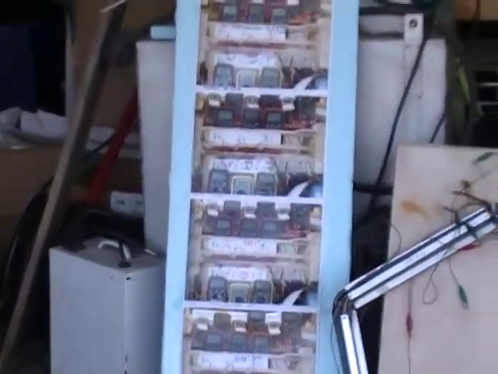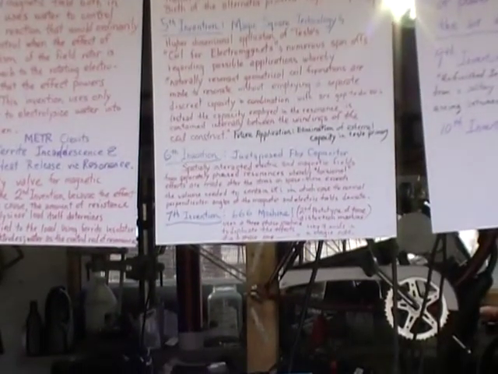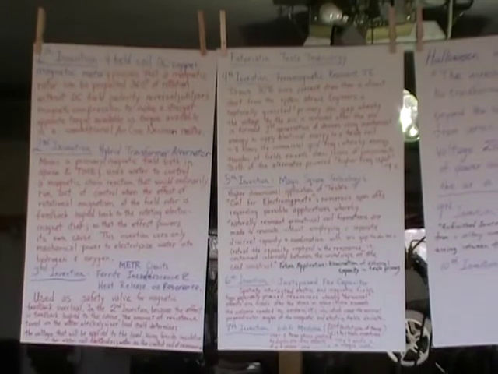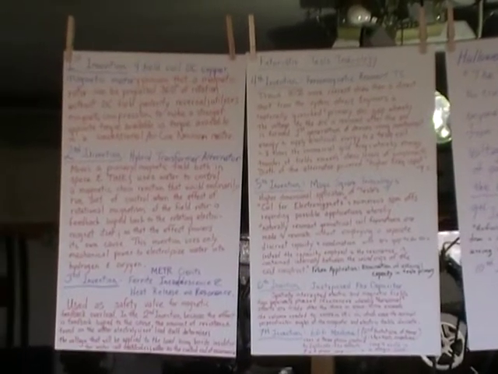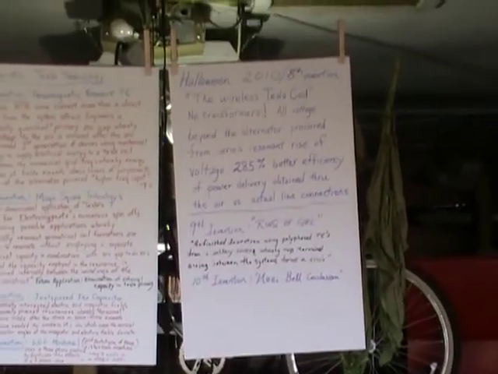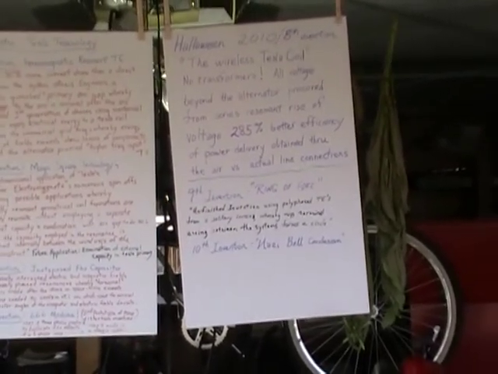We're going to go over some inventions. We're going to show one invention today known as the wireless Tesla coil. I don't think we're going to have time to go through all these inventions, but there's a list of the first 7 of them, and the 8th one is this one we're going to be looking at today. This was discovered on Halloween 2010, the 8th invention. It is the wireless Tesla coil.